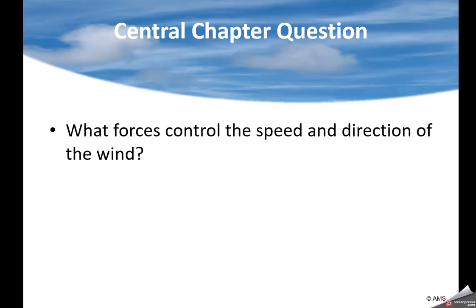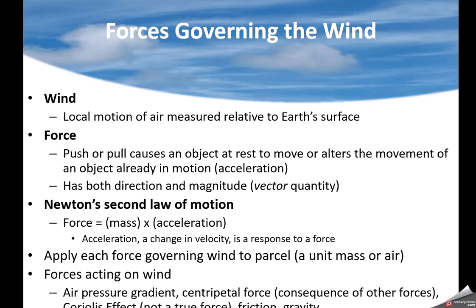So what forces control the speed and direction? Wind is something you need to understand has two components. It has a speed, so how fast is it going, and where is it coming from? Both are equally important. So, a very simple definition for wind: it's the local motion of air measured relative to Earth's surface. So in other words, it's a piece of air moving from one place to another.